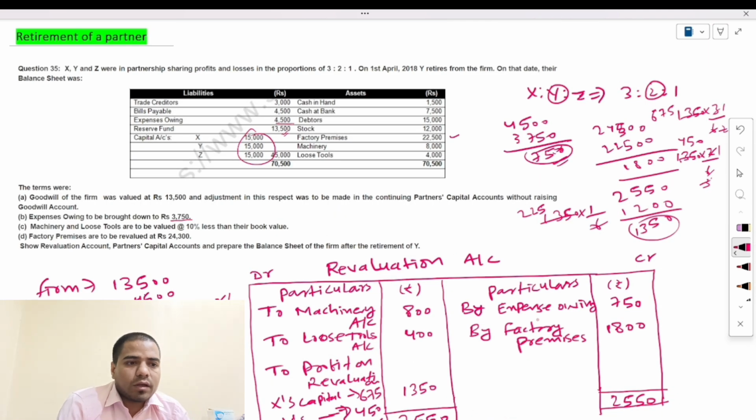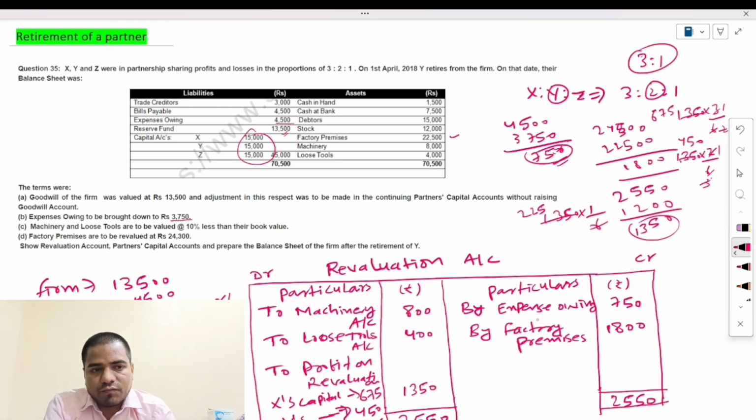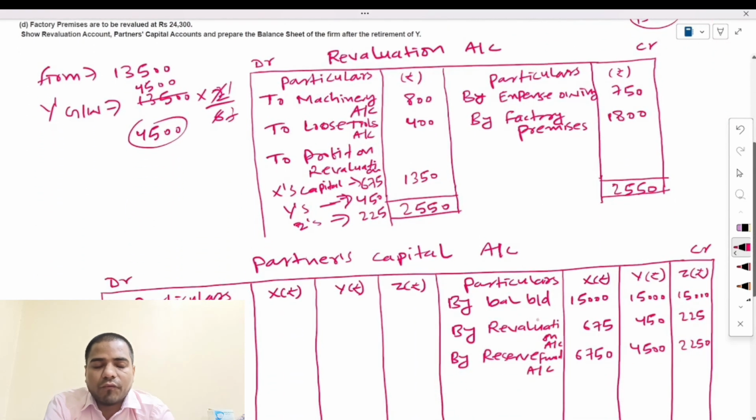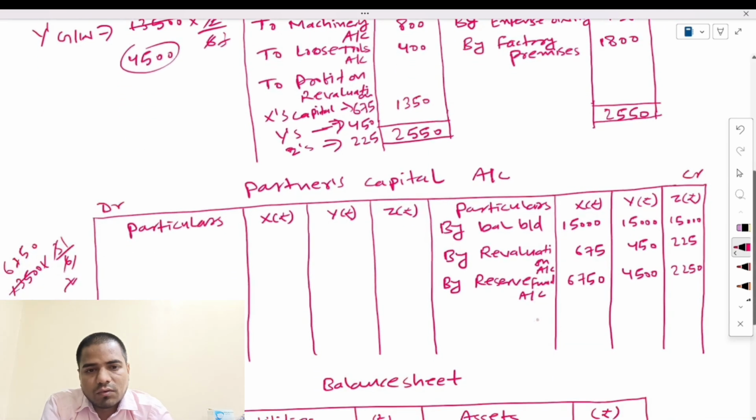Here in the question nothing is mentioned about the retiring partner's profit share. So the new profit sharing ratio would be 3:1, and this new profit sharing ratio will also be the gaining ratio. So we have to make an entry which is gaining partners' capital account debit to retiring partner's capital account. Who will be the gaining partners here? X and Z will be the gaining partners and Y will be the retiring partner.